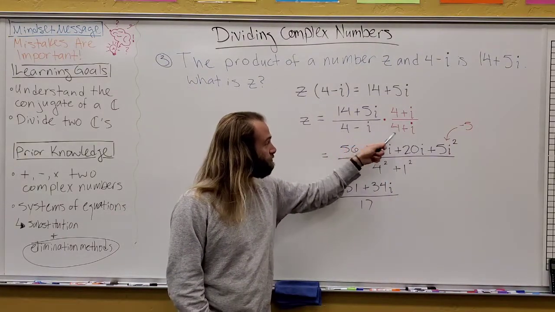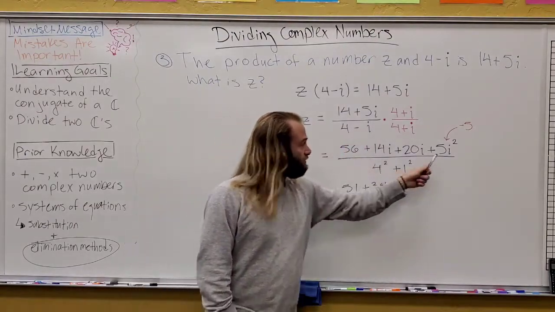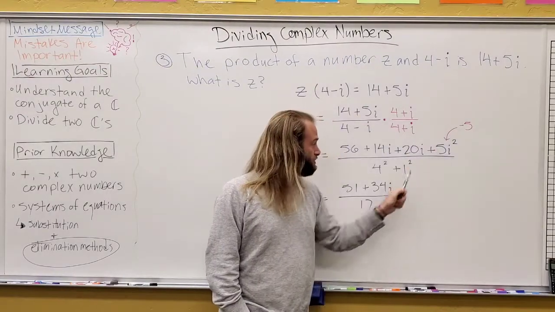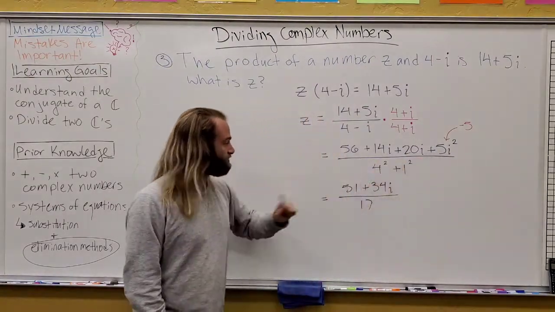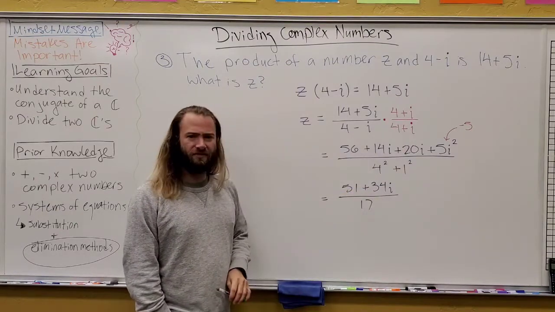So our a is 4 and our b is just 1 in front of that i, right? Okay? And don't forget, i squared makes this change its sign because it's -1, so it becomes a -5. 56 minus 5 is 51. So in the end here, I get 51 plus 34i over 17.